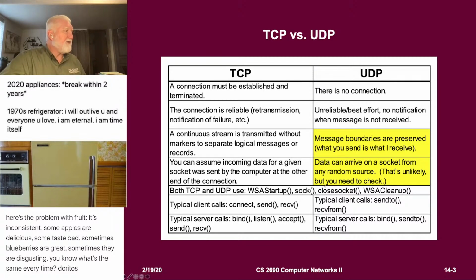They all use these functions. TCP typically goes connect, then send and receive, whereas UDP does no connection, just goes send to. Here's a destination, send it. Here's a receive from. And again, listen, accept, just a little bit of a difference, send to and receive from in terms of the server. Okay.